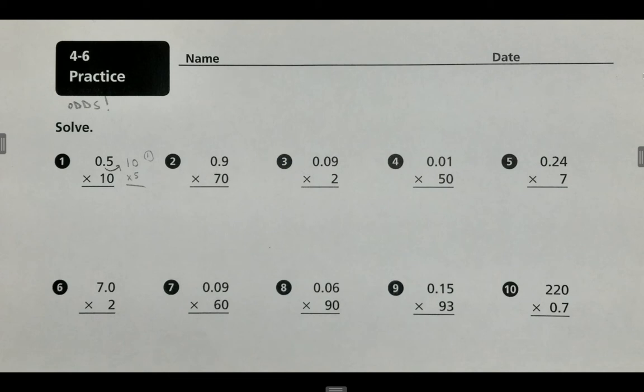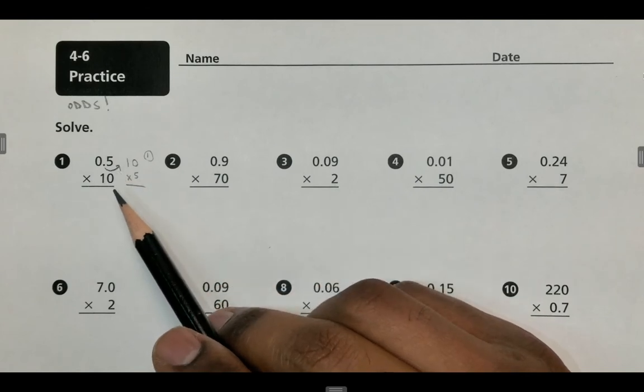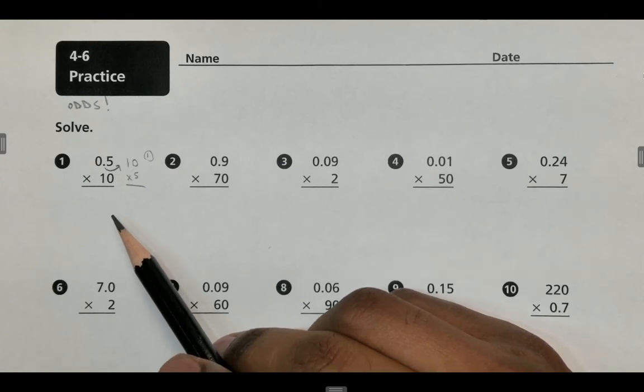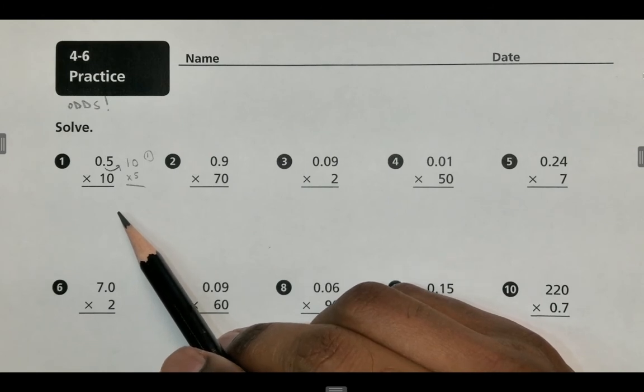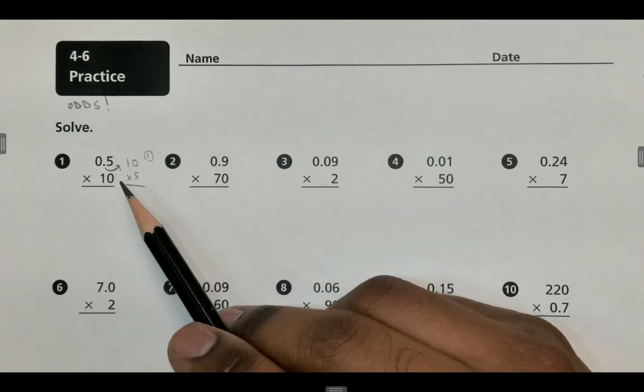Lesson 4.6, multiplying decimals. In this lesson, we will work with problems where we're multiplying two factors together, but one of those factors is a decimal. In some ways, you're going to see a lot of similarities with traditional whole number multiplication. There's just a different step that we do to handle the decimals, and we will practice that. Let's focus on the odd numbered problems and get started.